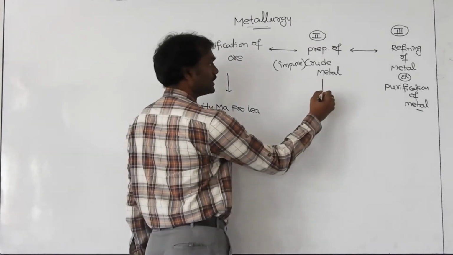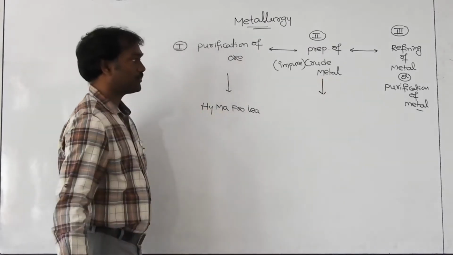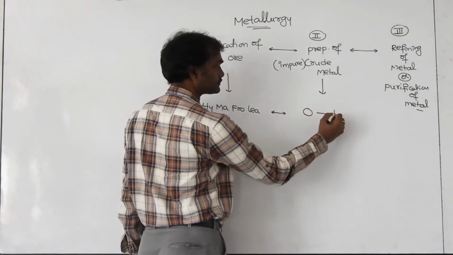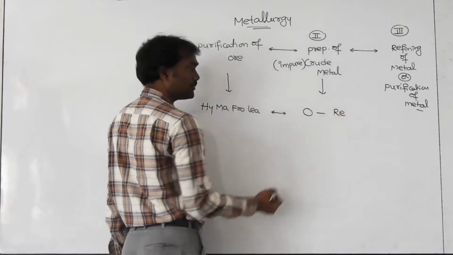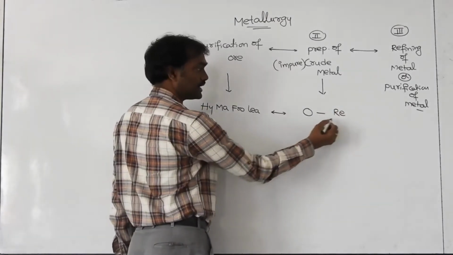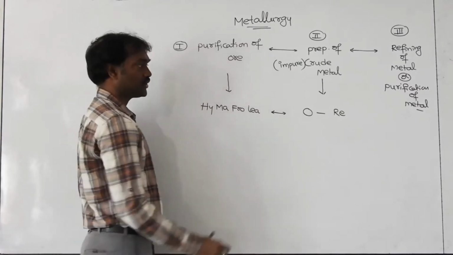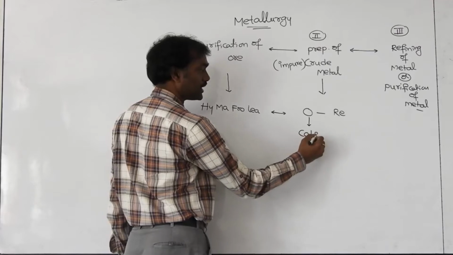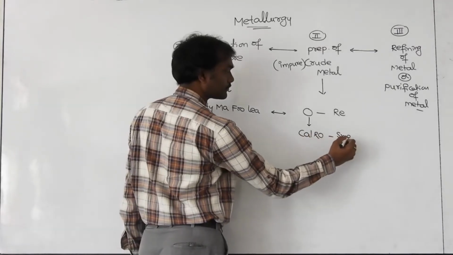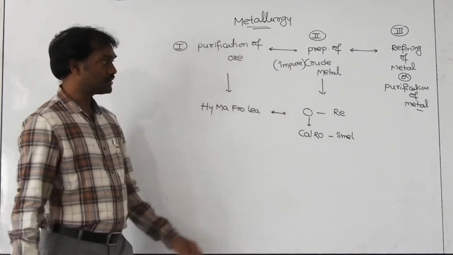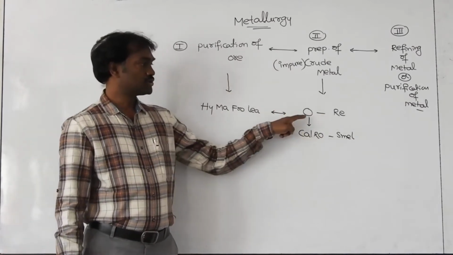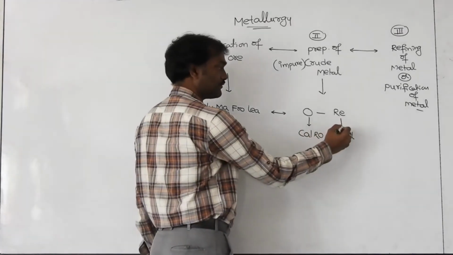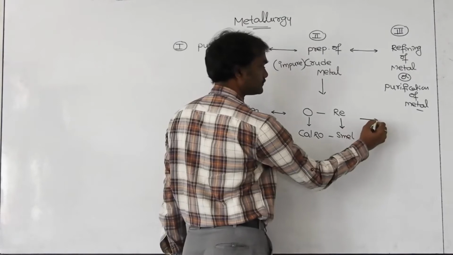Next, the preparation of crude metal contains O and R: O means the oxidation process, next the reduction process. For oxidation, we have the shortcut corrosional. Just remember ore, corrosional. In oxidation, we have calcination and roasting processes. In reduction, we have the smelting process.